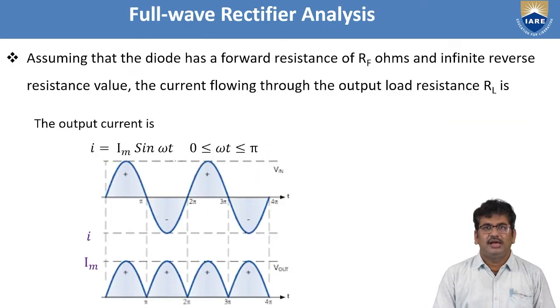Assuming that the diode has a forward resistance of RF ohms and infinite resistance in reverse bias, that is infinite resistance for the reverse case, the current flowing through the output resistance RL is given as I is equivalent to Im sin omega t, where omega t takes values from 0 to pi, that is 0 less than or equivalent to omega t less than or equivalent to pi.